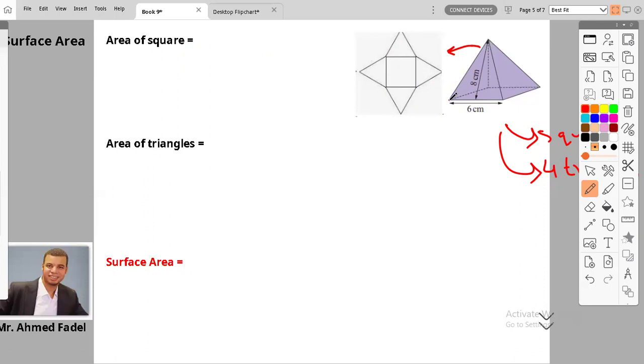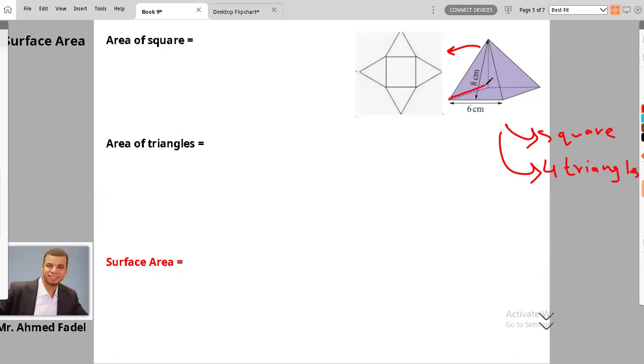Here, the square of this pyramid is what? Well, we know that the area of a square is side squared. So the rule is actually side squared, which is what? The side is 6. Side of the square is actually 6. So 6 squared is equal to what? 36 centimeters squared. And this is the area of the square.